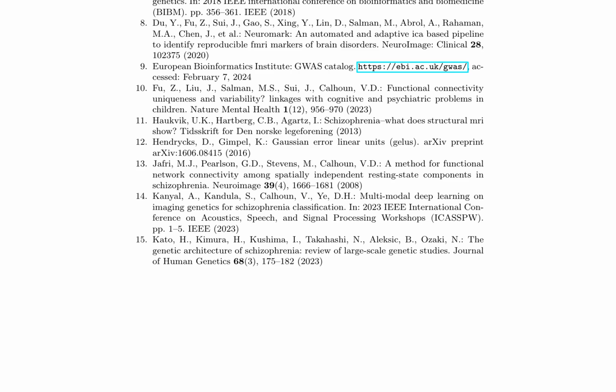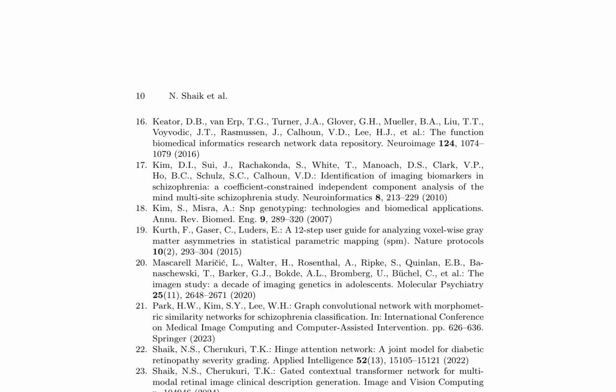The concept of multimodal deep learning is also explored, which involves combining multiple types of data, such as imaging and genomics data, to improve disease classification. The authors reference studies that have used multimodal deep learning approaches to diagnose Alzheimer's disease and schizophrenia. An overview of relevant datasets and repositories is provided, including the Function Biomedical Informatics Research Network, FBIRN, data repository and the GWAS catalog. The importance of voxel-wise gray matter asymmetries in statistical parametric mapping, SPM, and the use of graph convolutional networks for schizophrenia classification are also discussed.